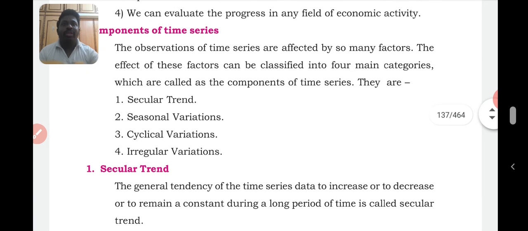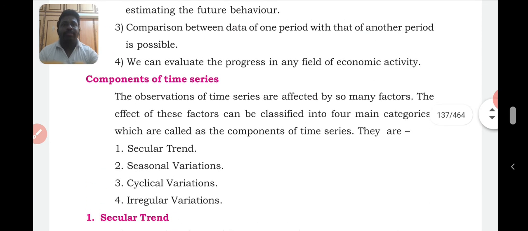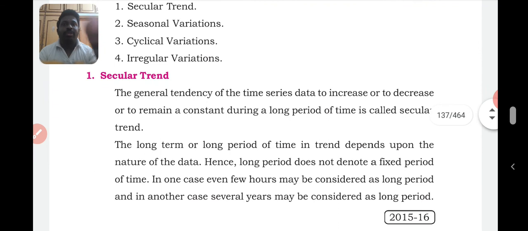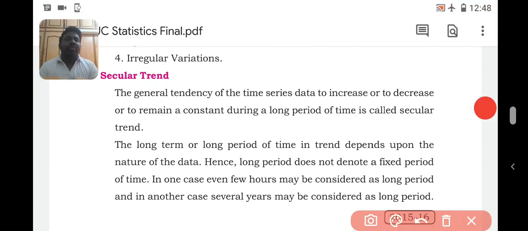Now we'll go for the components of time series. There are four components of time series. The first one is secular trend. We'll go with the general meaning of secular trend. A secular trend is nothing but a general tendency where change happens normally over a long duration of time. We will not come to know how that change has happened, how that variation has taken place.